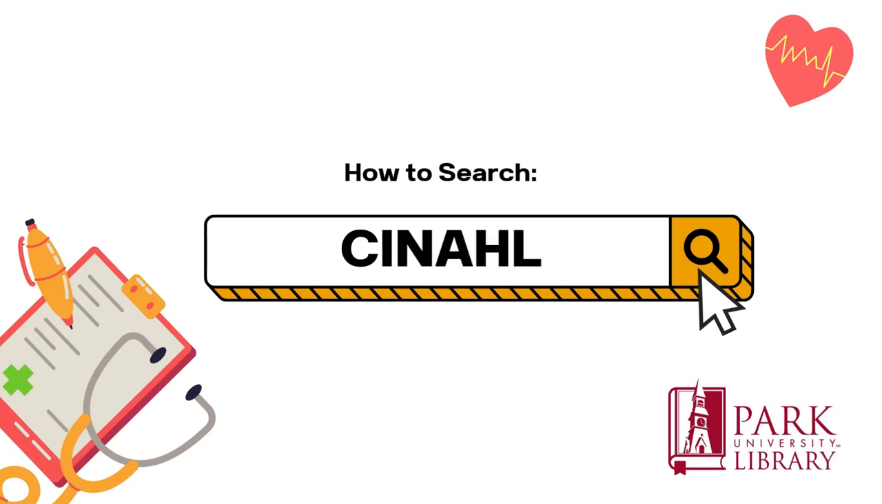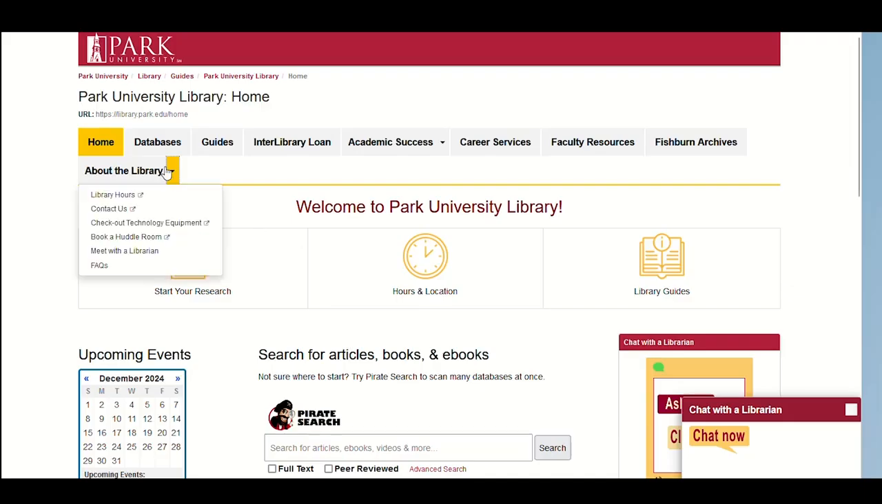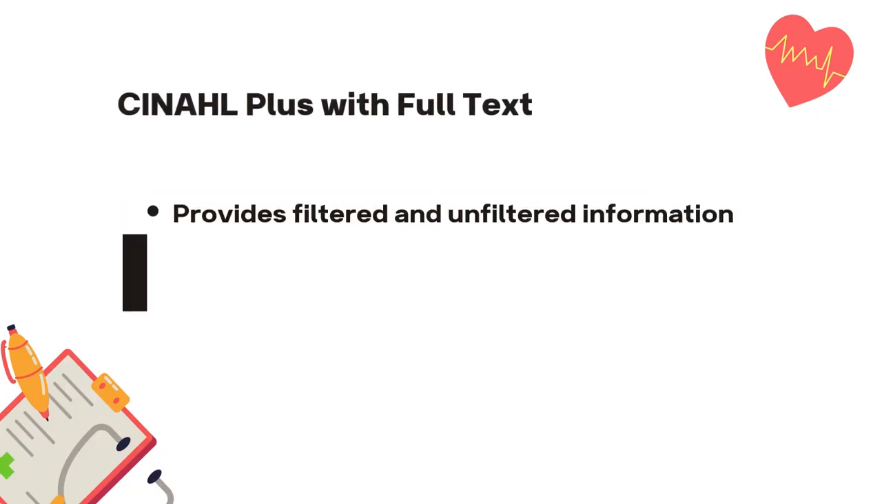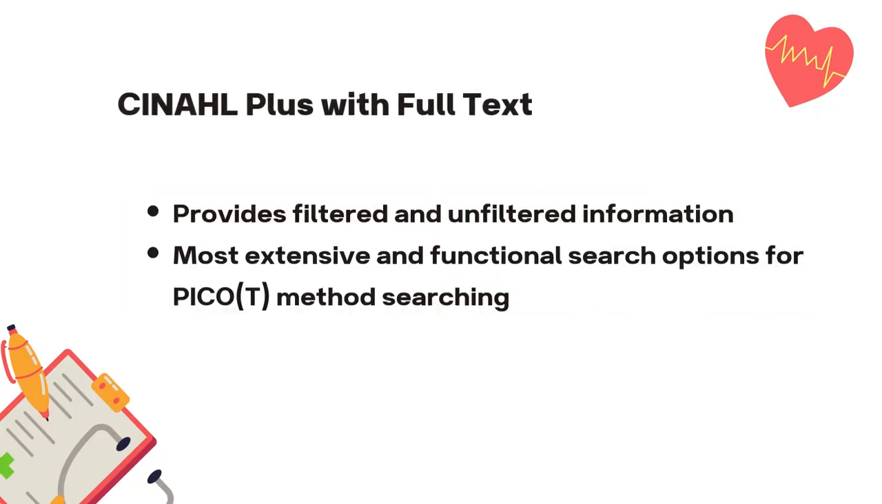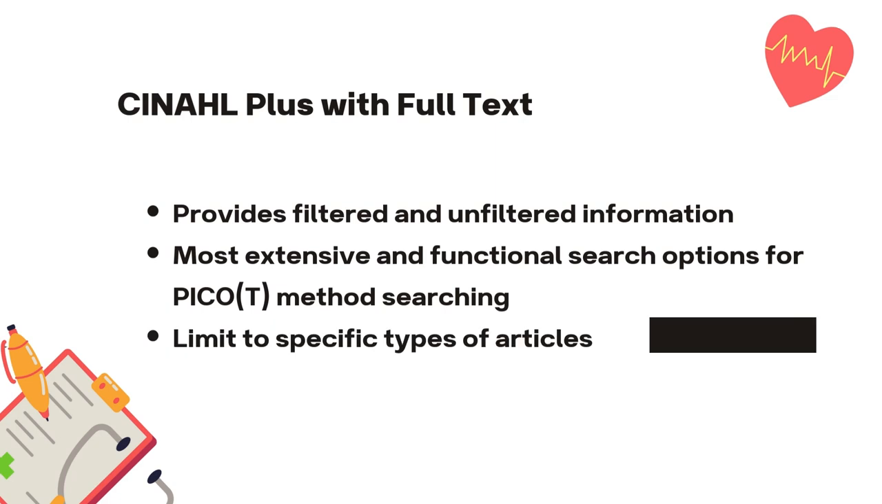CINAHL is the gold standard nursing and allied health database. It provides both filtered and unfiltered information, and its advanced search has the most functionality of all the databases we'll be discussing. CINAHL allows you to limit to specific types of articles, so if you only want to search for a randomized controlled study, you can do that. You could also limit to systematic reviews to find filtered information. We're going to walk through all the potential useful filters you can select in CINAHL.